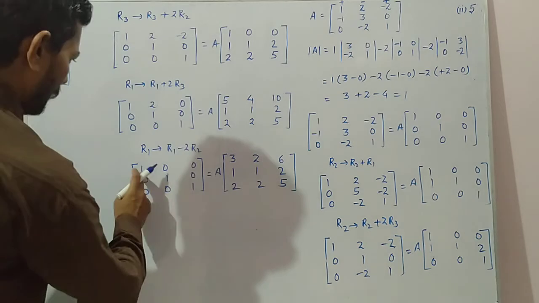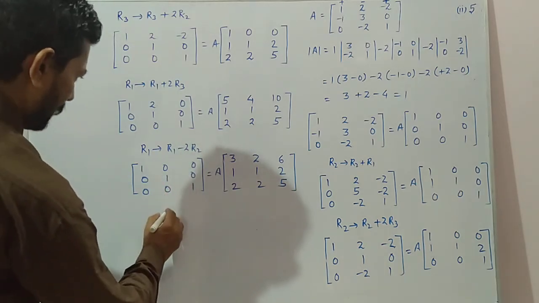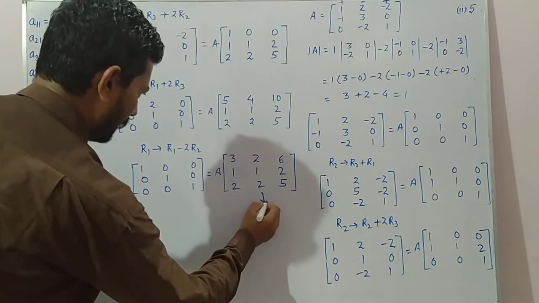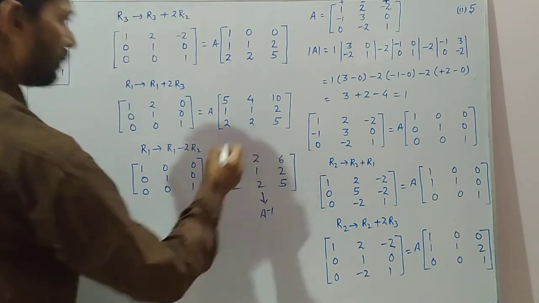So this is 1 0 0, 0 1 0, 0 0 1. This is the unit matrix I. This is A, so this will be A inverse.